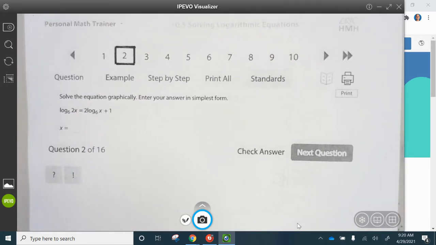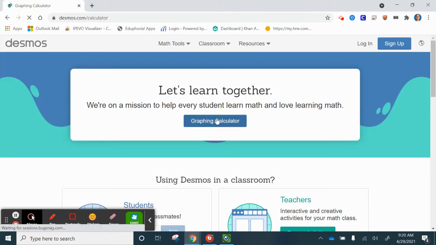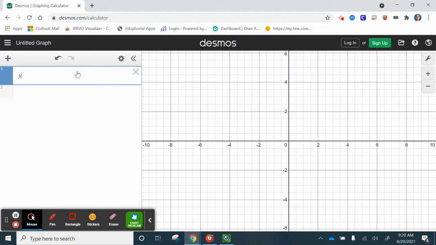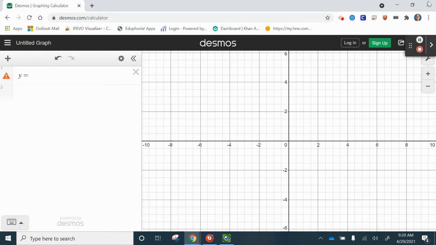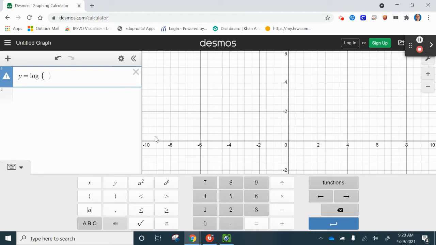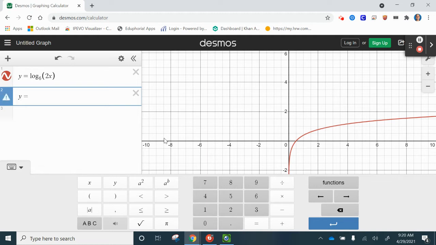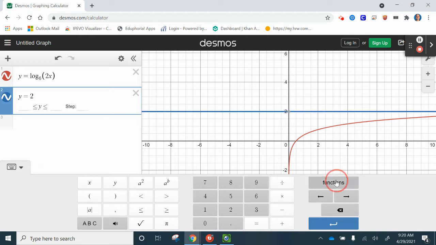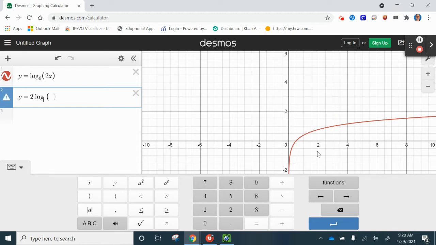All right, question 2. Solve the equation graphically. Enter answer in simplest form. So we're going to use Desmos, graphing calculator. We're going to graph the left side, so y equals, let's move this out of the way. Functions, miscellaneous, log. So log base 6 of 2x. Enter, and then y equals 2 times log base 6 of x plus 1.